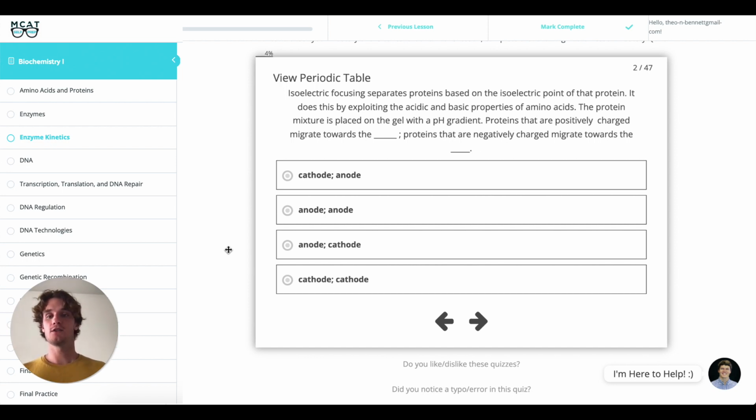Okay, great. So today's question comes from Enzyme Kinetics, which is lesson 3 of the Biochemistry 1 module. And it really has to do a lot with the different electrolytic versus voltaic cells. Here we're seeing that we have proteins that are migrating, and we need to figure out if they're migrating towards the anode or the cathode, or potentially both. So let's go ahead and jump into the explanation.